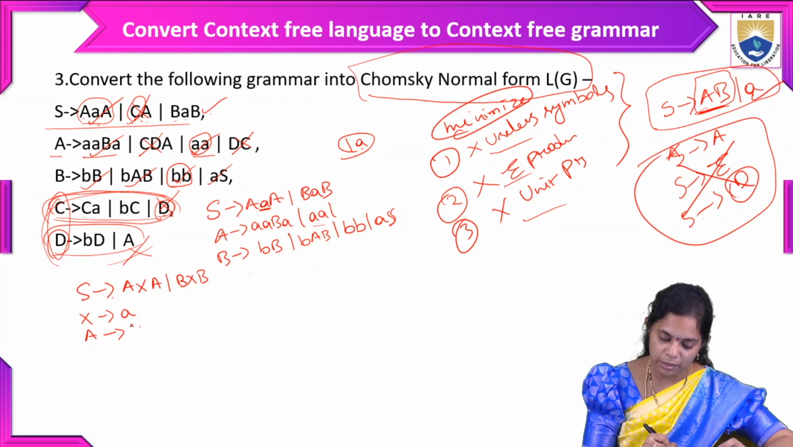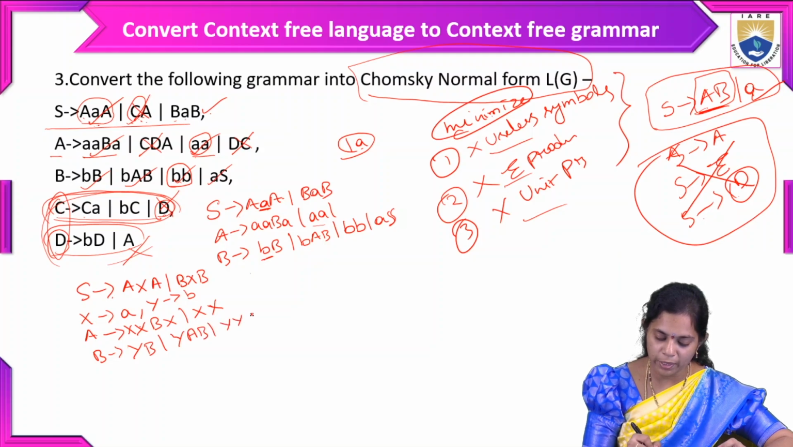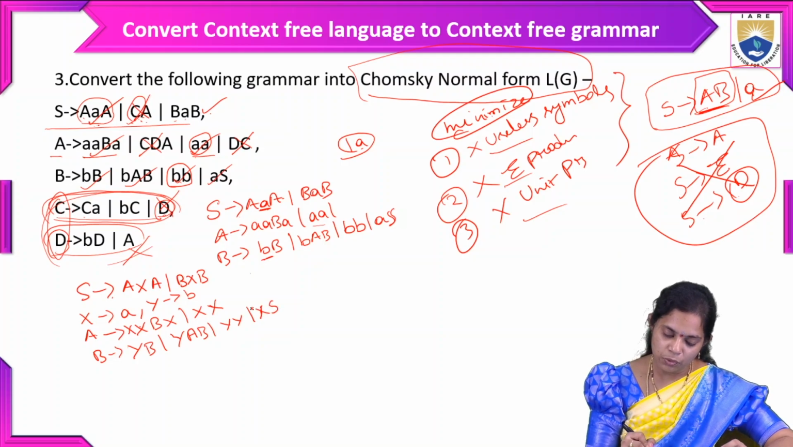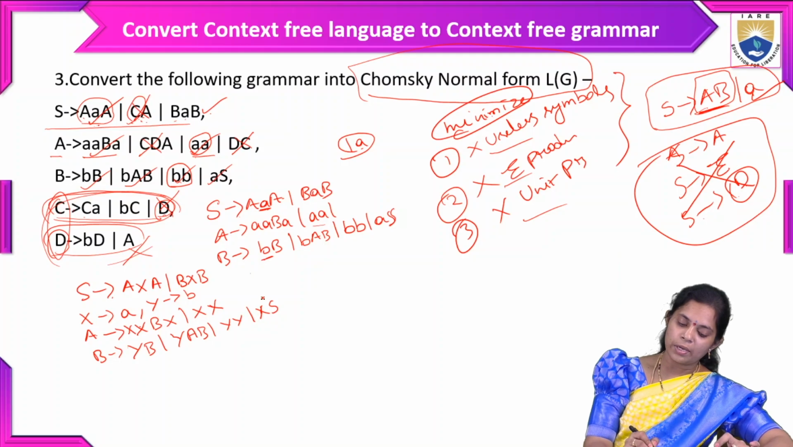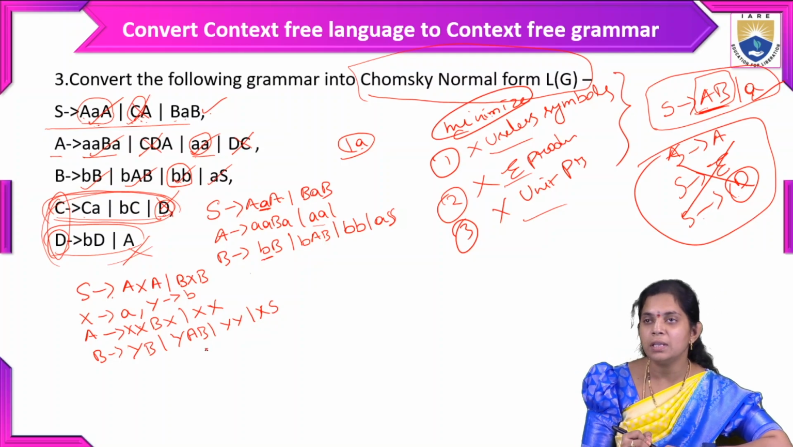And here A tends to XA, BX and XX, and also B tends to, so instead of this B we will write Y tends to b. So YB, YAB, YY and XS. In this one, if you observe, we already have some equations in the CNF.